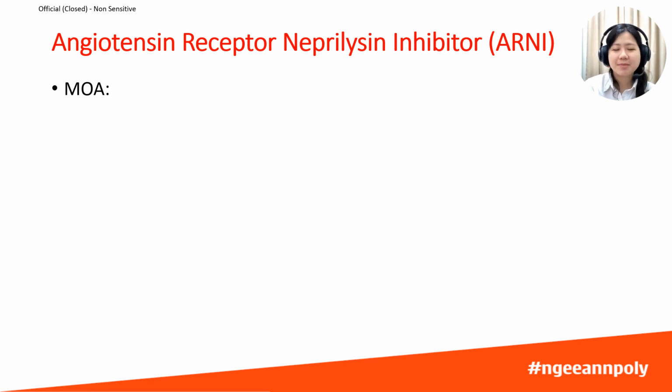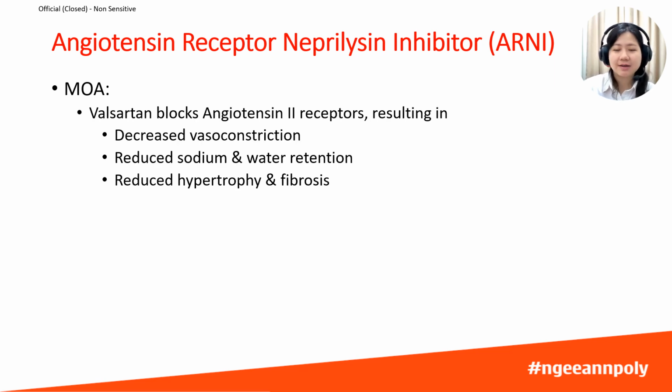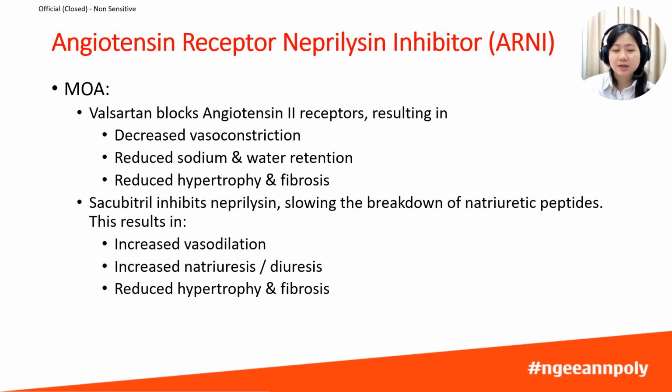So to recap, the mechanism of action of angiotensin receptor neprilysin inhibitor is that valsartan blocks the angiotensin 2 receptors and results in decreased vasoconstriction, reduced sodium and water retention, and reduced hypertrophy and fibrosis. Sacubitril inhibits neprilysin and slows down the breakdown of the natriuretic peptides. So this results in increased activity of the natriuretic peptides, such as increased vasodilation, increased natriuresis and diuresis, as well as reduced hypertrophy and fibrosis.